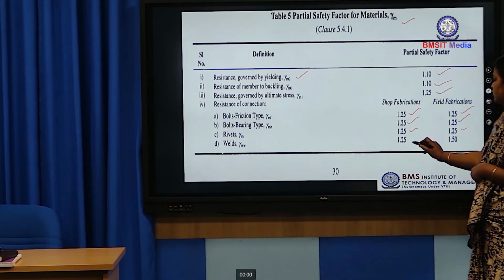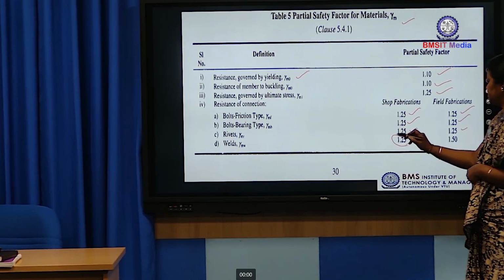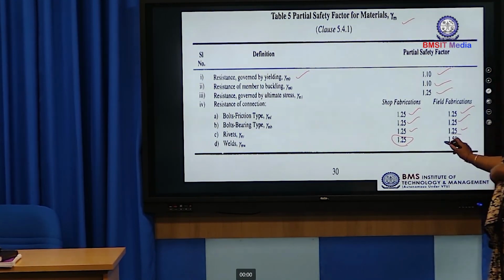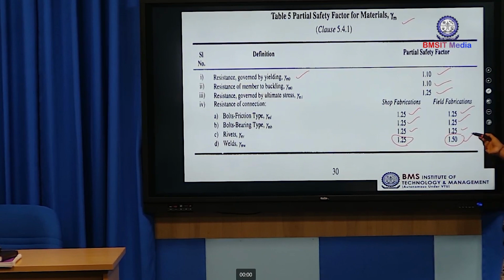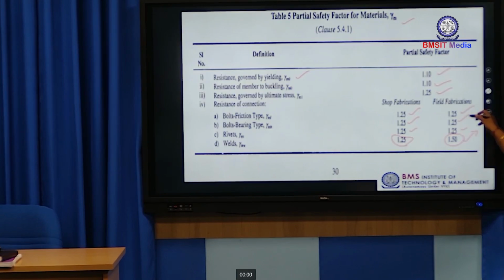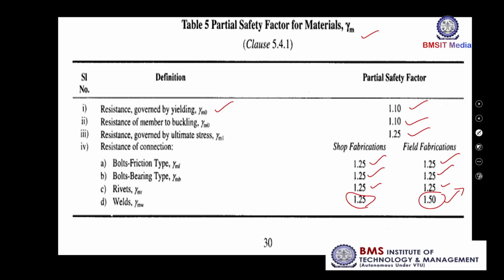Welded connection, for the shop fabrication 1.25, field 1.5, because there is a chance for error during the welding. So, the factor of safety is more in the field fabrication with respect to welded connection.